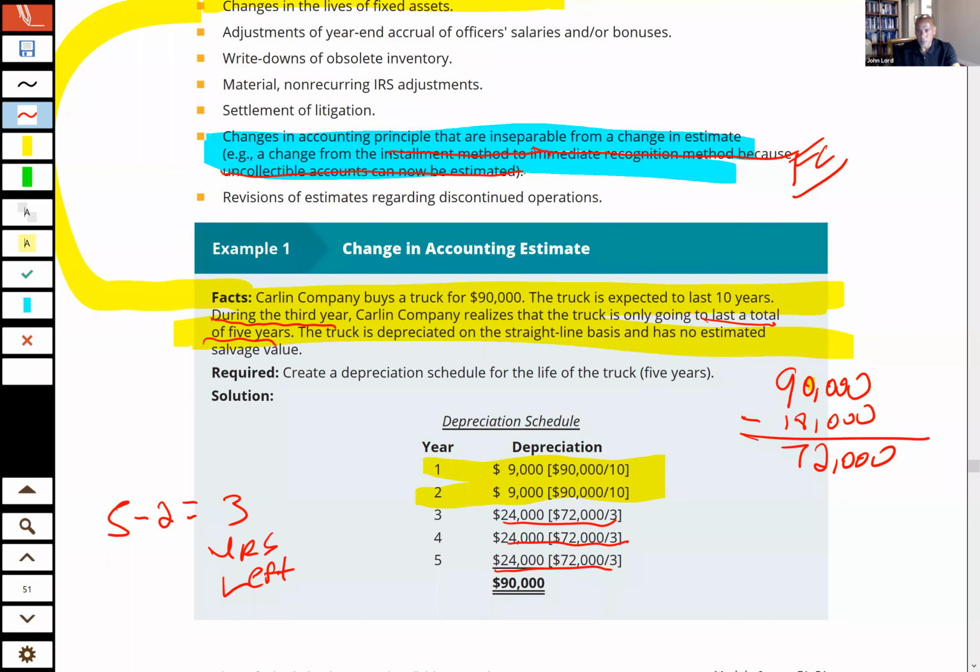Because I did go from declining balance to straight line. And then the standard said, we're going to tell you right now, since you accountants are beating each other up over this, that's a change in estimate.